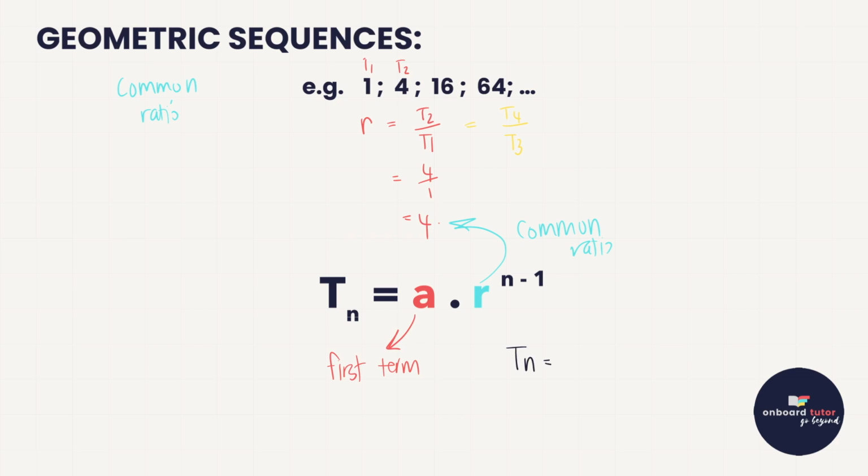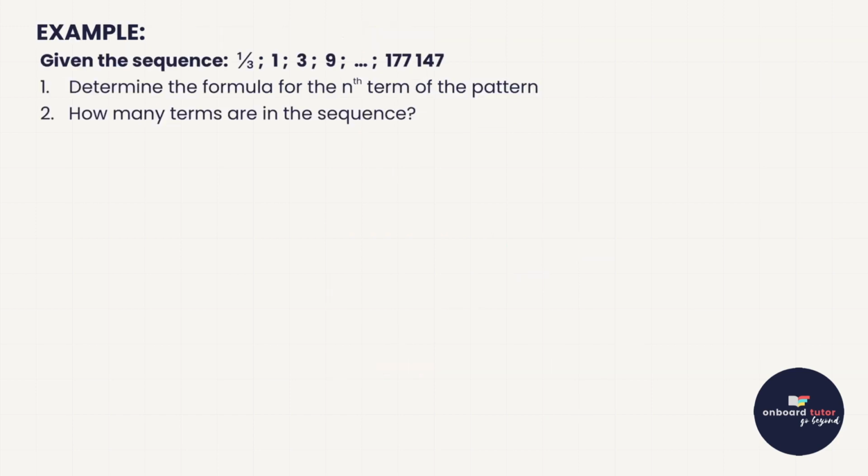So Tn is equal to, in the place of a we can use 1, multiplied by r, we've worked that out to be 4, to the power of n minus 1. And that can be simplified to 4 to the n minus 1. Let's take a look at some examples.